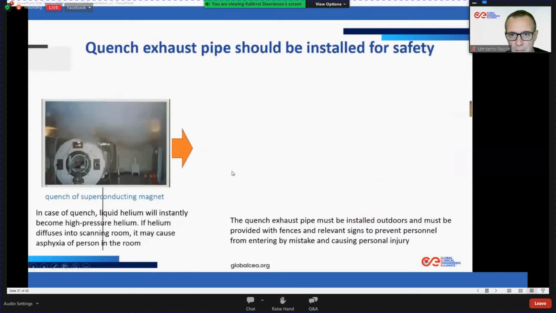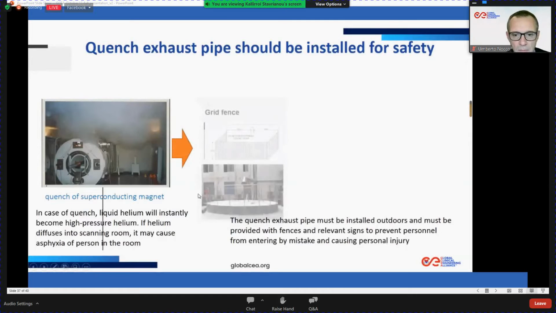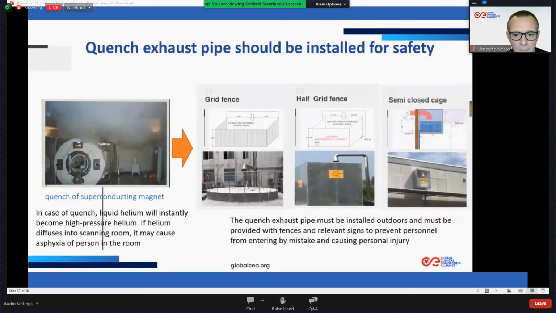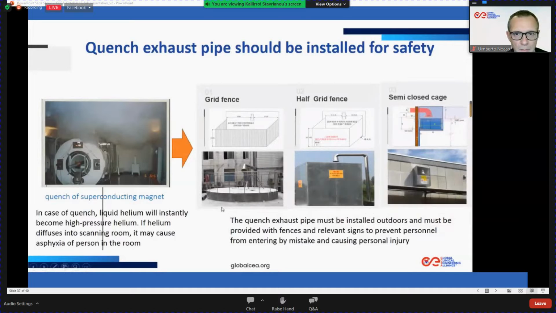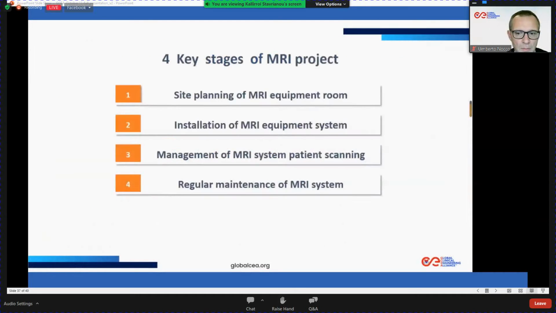And another thing we should consider is the quench. In case of quench, liquid helium will instantly become high pressure helium. If helium diffused into the scanning room, it may cause asphyxia of persons in the room. So the quench exhaust pipe must be installed outdoors and must be provided with fans and relevant signs to prevent personnel from entering by mistake. It may cause personal injury.